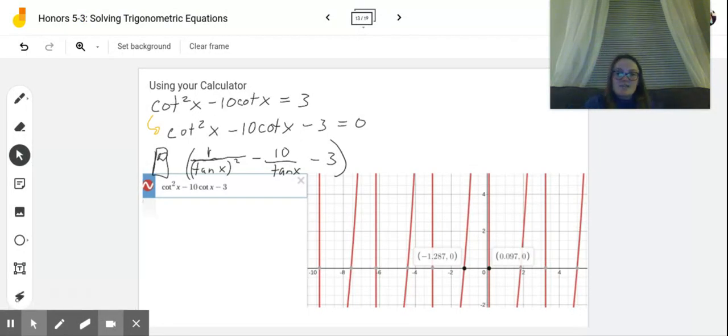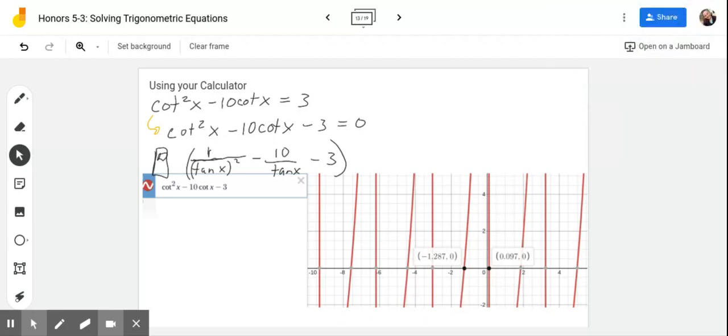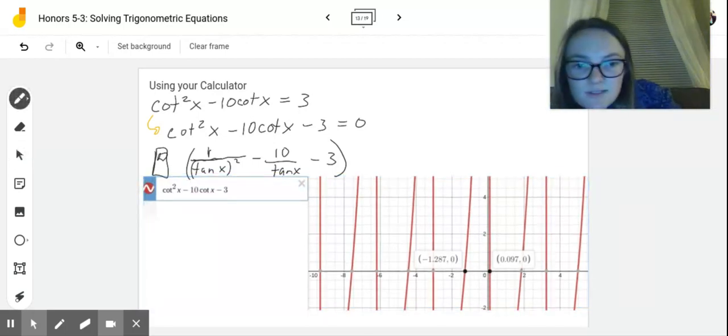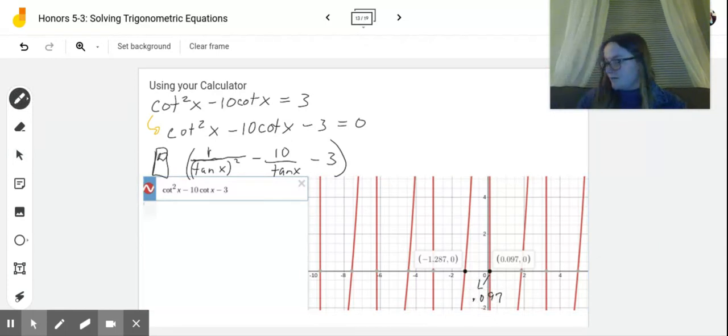I graphed it on Desmos, and what's really cool is that as long as I understand the period of cotangent, I can get all of my answers using something like Desmos. I don't think I clicked on all of them. Oh yeah, I did. All right, 0.097. I need to add this one. So this point right here is 0.097. Those are all my points there.